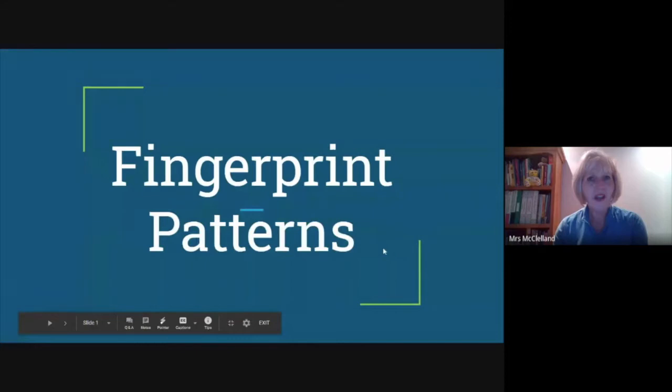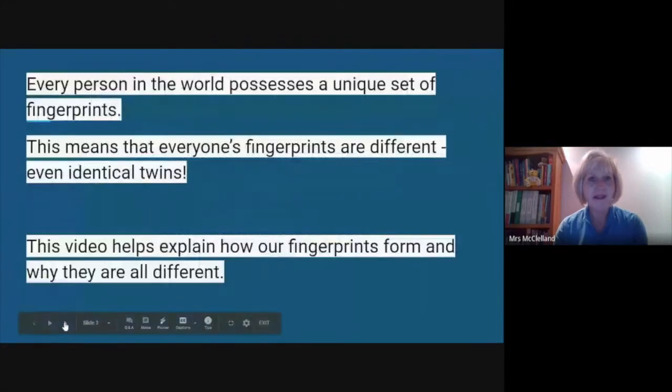So we're going to be talking about fingerprint patterns. Every person in the world possesses a unique set of fingerprints. Unique means that they are particular just to you, your own set of fingerprints. Nobody else has the same ones. It means that everyone's fingerprints are different, even if you're an identical twin.